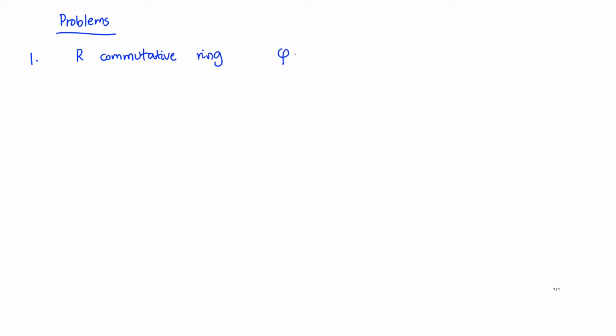Let's do some problems today. So here's problem number 1. Suppose I have a homomorphism of free modules. Let's take a commutative ring R, and let's take a homomorphism phi from R^n to R^n.